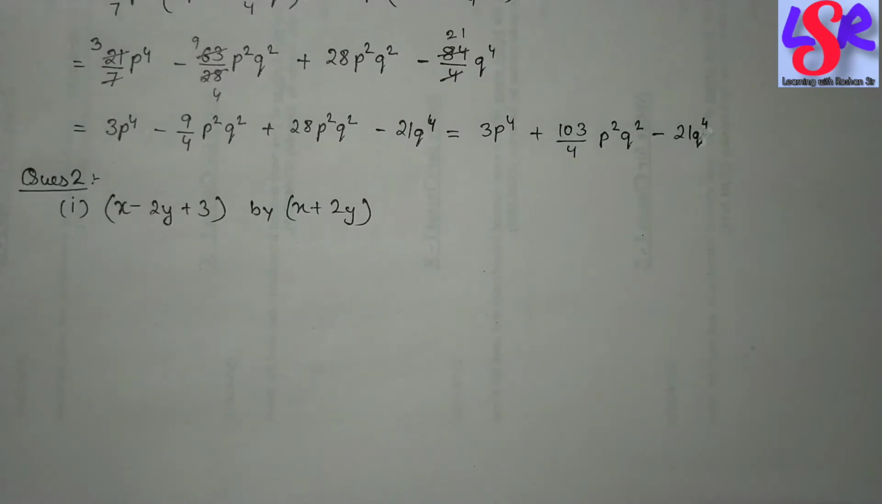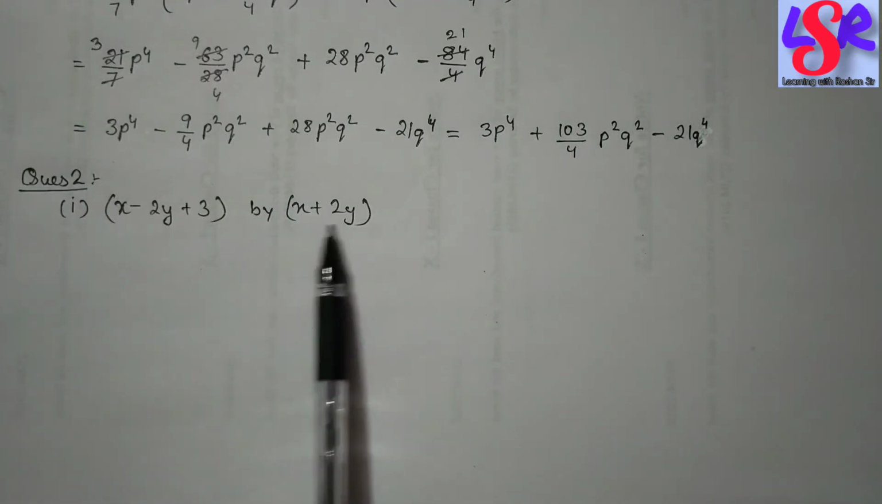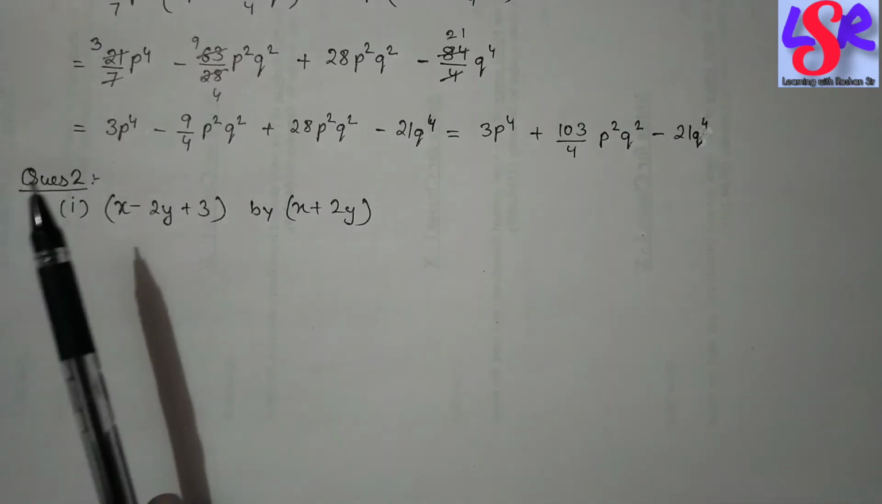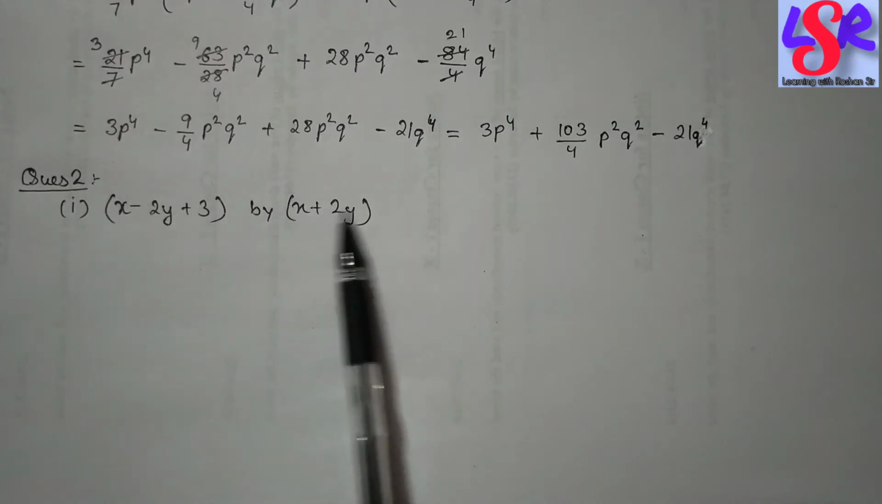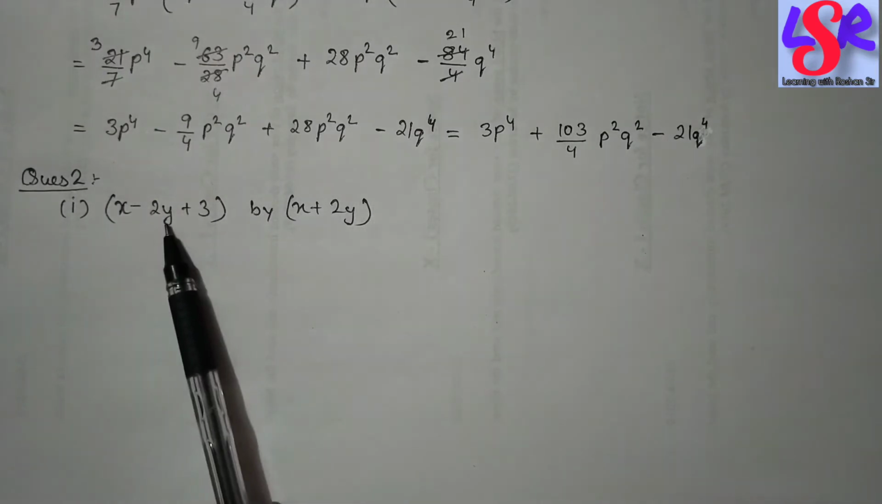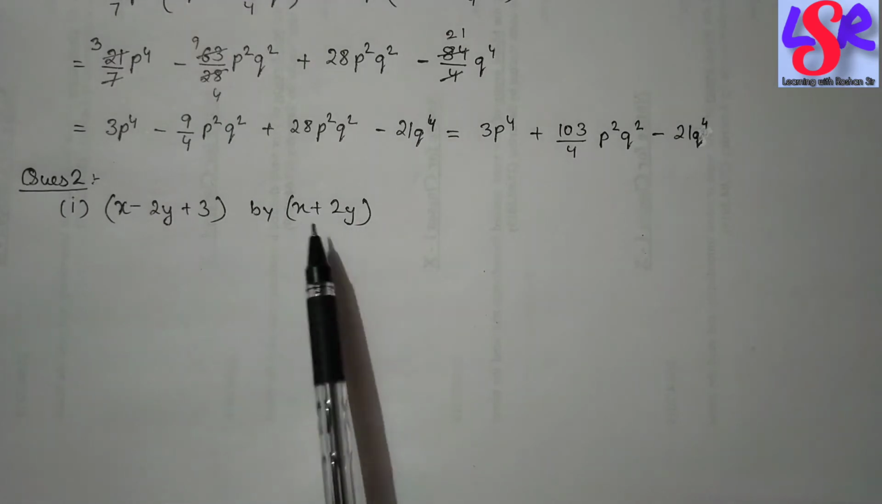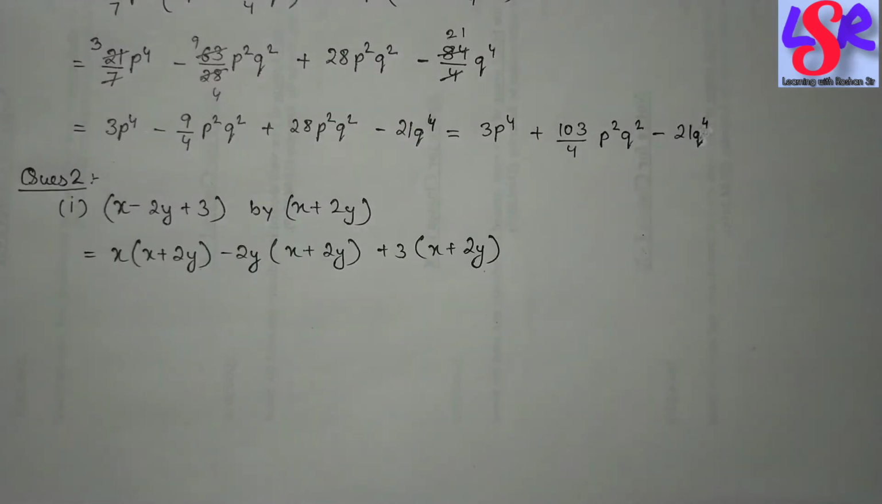That is question number 2. And now in this question we have to multiply a trinomial by a binomial. Now we are going to just proceed in the similar manner as we were doing for the binomial and binomial. Here we are going to take this term, then multiply by this whole, then minus 2y, this one, then we are going to take this whole, and then plus 3, and then again multiply by this whole. And here we get this.